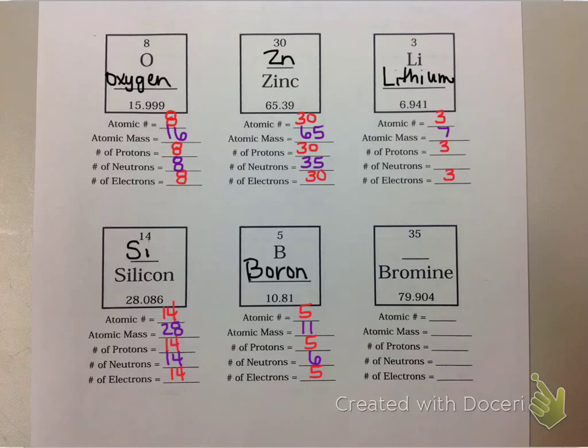The next one is bromine. The symbol for that is Br. My atomic number is 35. I'll go ahead and do protons and electrons. Okay, so then my atomic mass, 79.904, I'm going to round that to 80. So if I have 80 things in my nucleus, 35 of those are protons, then 45 of those are left to be neutrons.